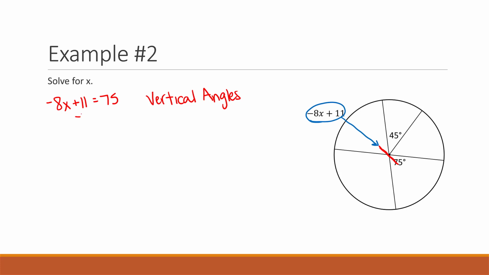Subtract 11. Negative 8x equals 64, divide by negative 8. So x equals negative 8, because 64 divided by negative 8 is negative 8. And we'd be done with that problem.